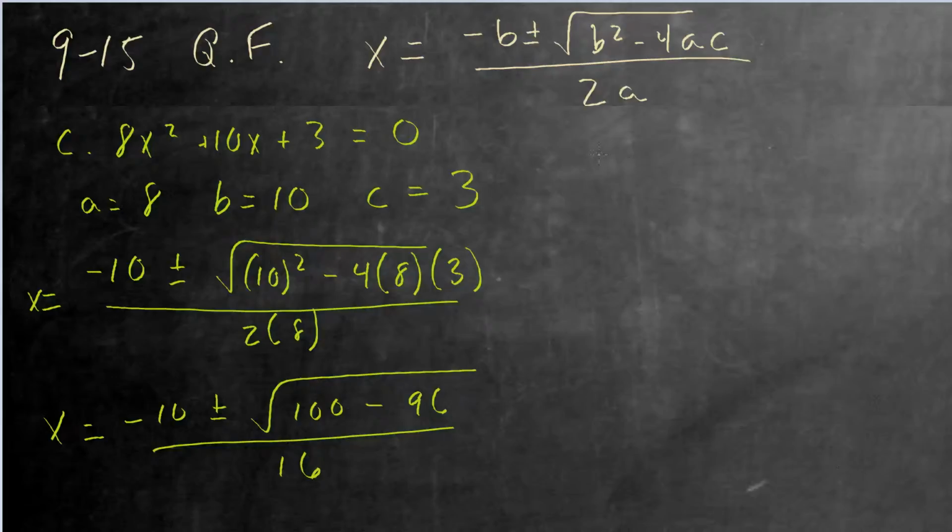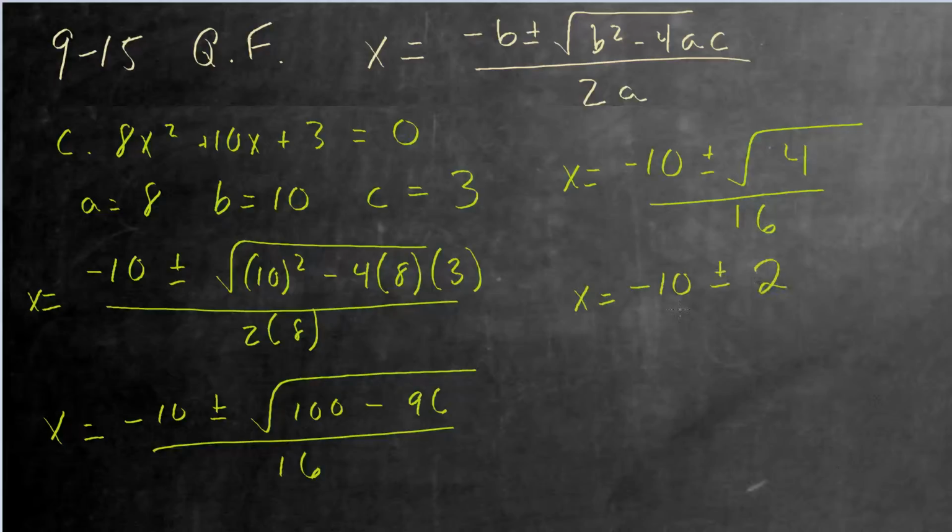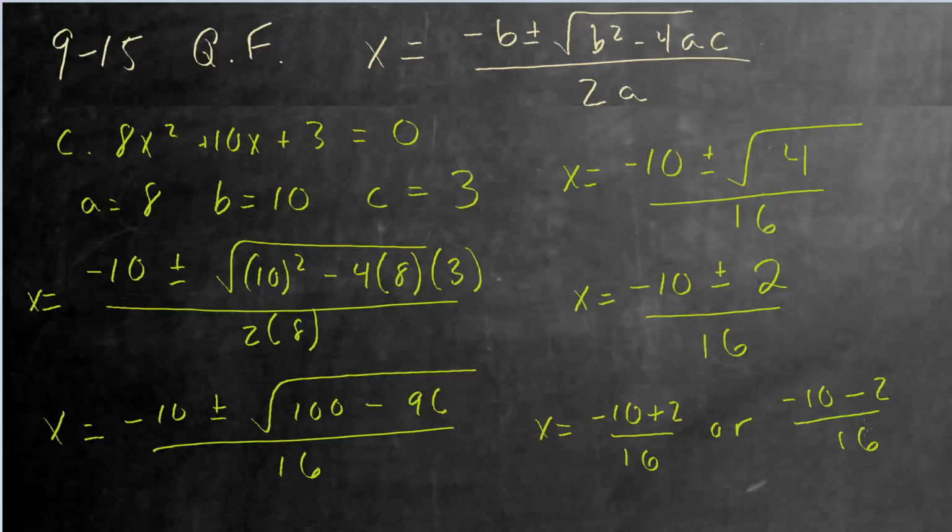Do a little more simplification. X equals negative 10 plus or minus square root of 4 over 16. Square root of 4 is 2. X equals negative 10 plus 2 over 16, or negative 10 minus 2 over 16. Negative 8 over 16 is negative 1/2, and negative 12 over 16 is going to give me negative 3/4.